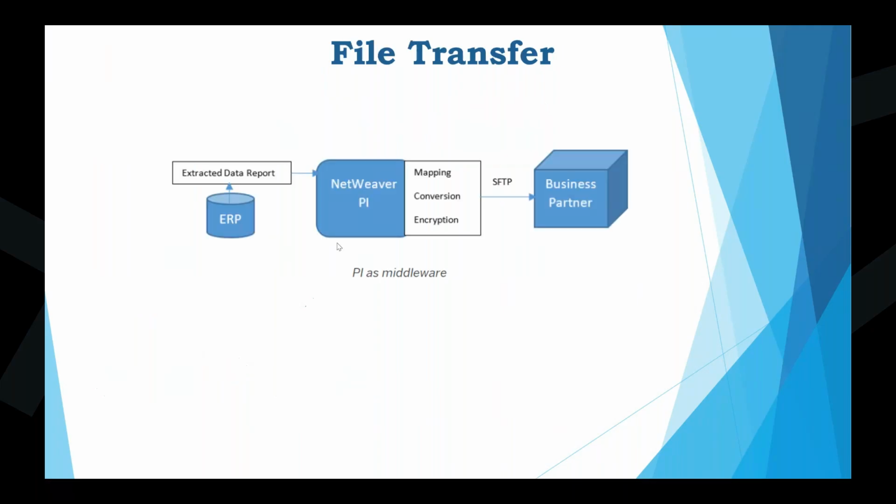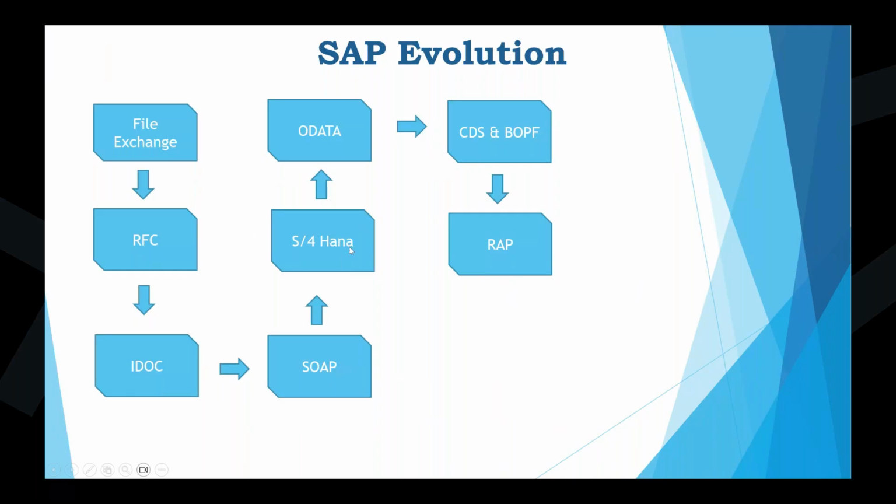Next is OData. So what is OData? OData is a protocol. It stands for the Open Data Protocol. As I mentioned in the introduction, the future of the ABAP programming model will all be in the RESTful programming model. So OData follows the RESTful approach.